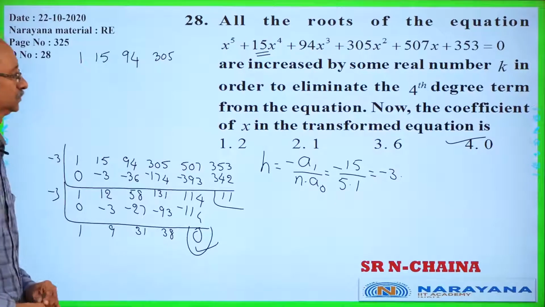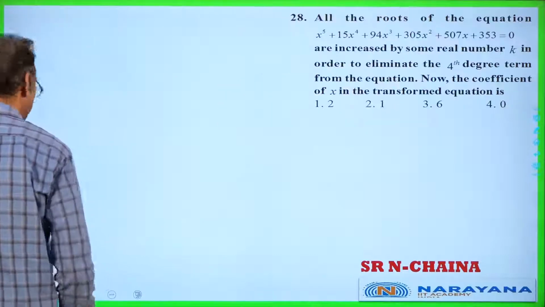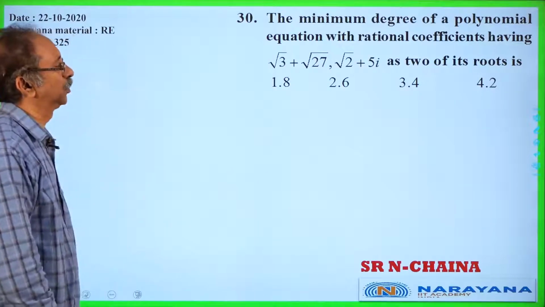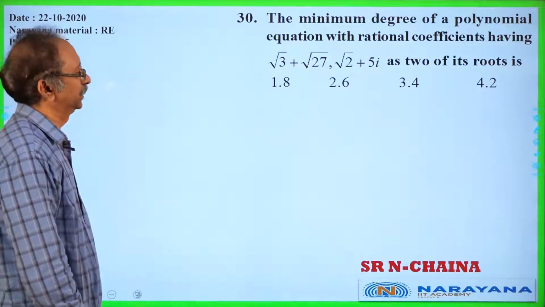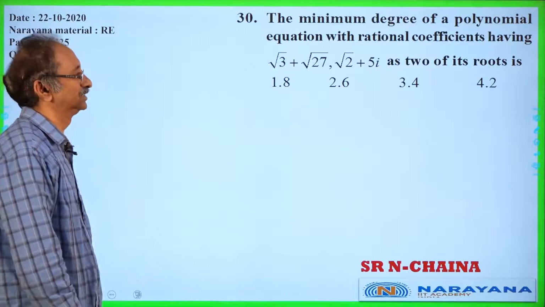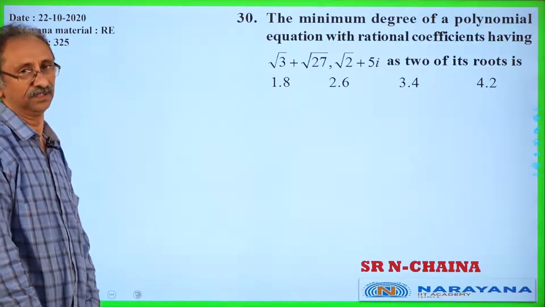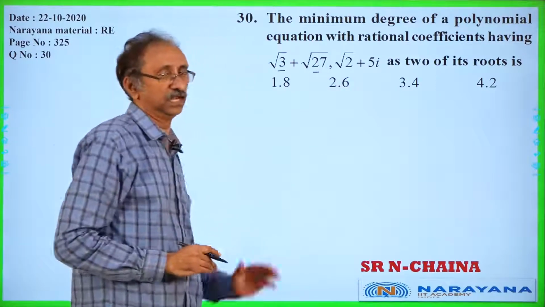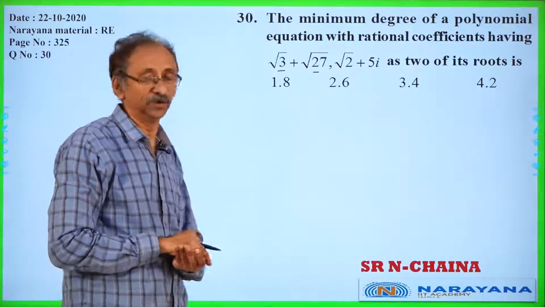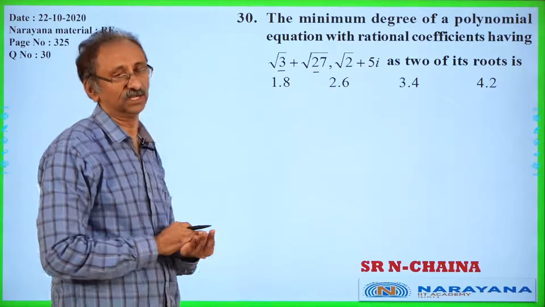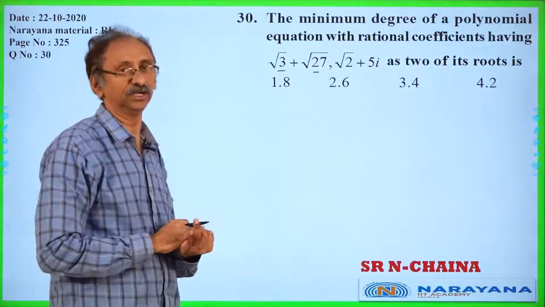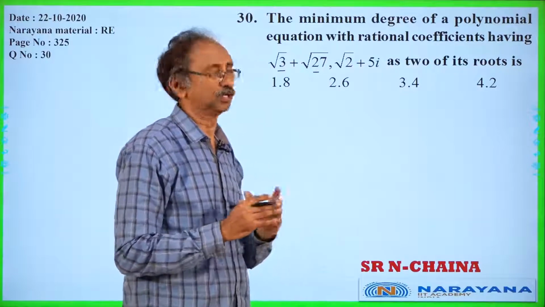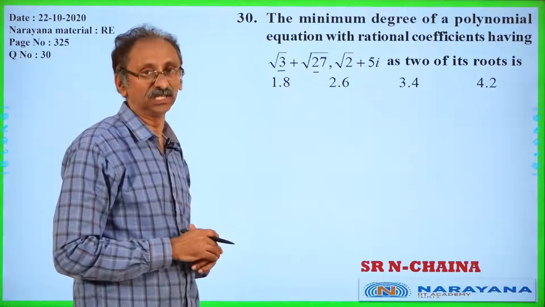Okay? Right. We'll move to the next one. Same. The minimum degree of a polynomial equation with rational coefficients having root 3 plus root 27, root 2 plus 5i. It is a tricky question because whenever you see this, immediately you think that there are 3 other roots, root 3 minus root 27, minus root 3 plus root 27, and minus root 3 minus root 27. So there are 4 roots here. Similarly, there will be 4 roots here. So total 8 degree. But that is not the case.